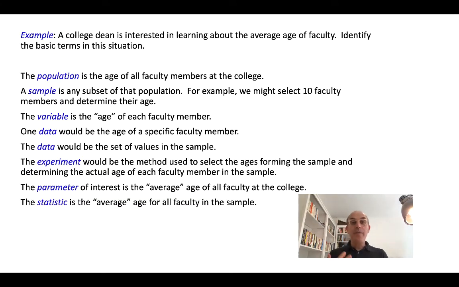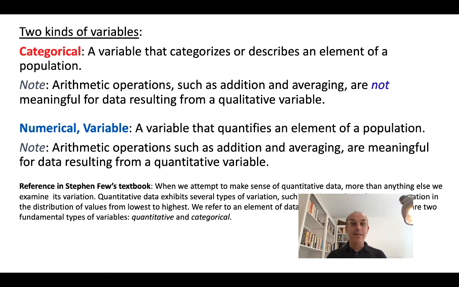So, for example, a college dean is interested in learning about the average age of the faculty. Identify the basic terms in this situation. The population is the entire faculty. A sample would be if they took a sample of the faculty. A variable can be, for example, age. And the experiment is that they take a sample of the faculty in order to learn about the average age, using statistics in order to understand it.